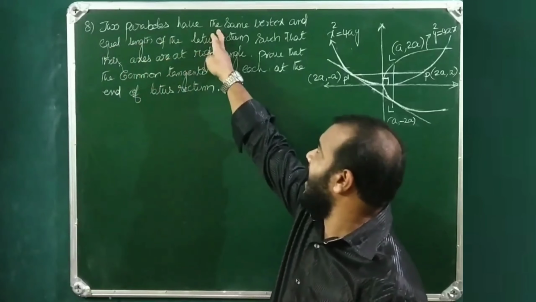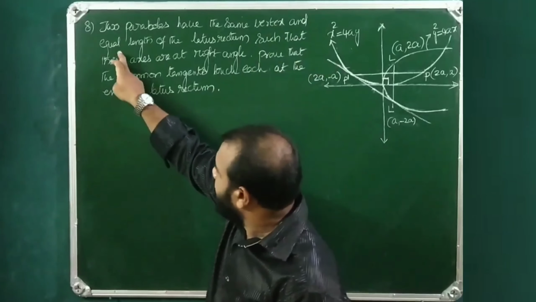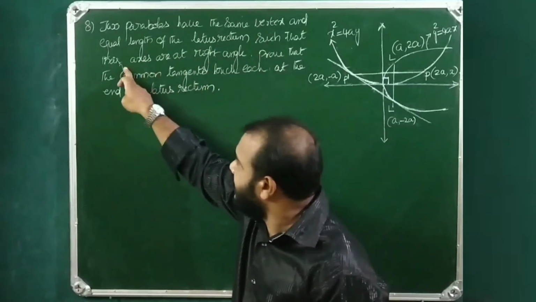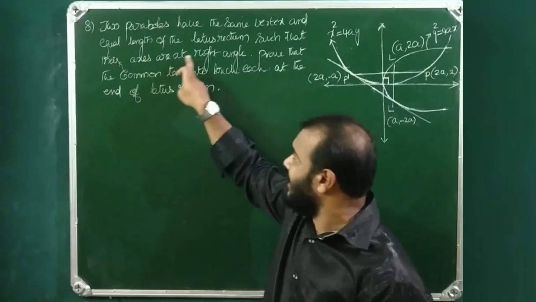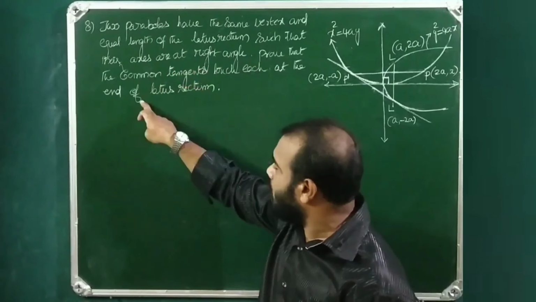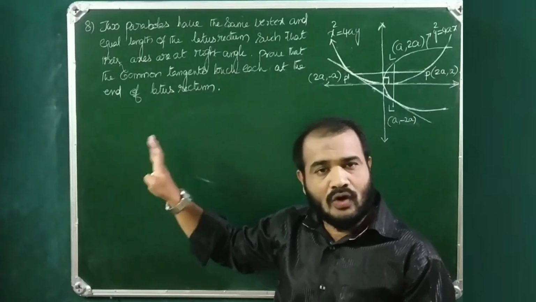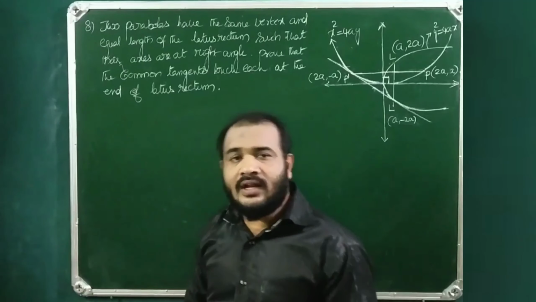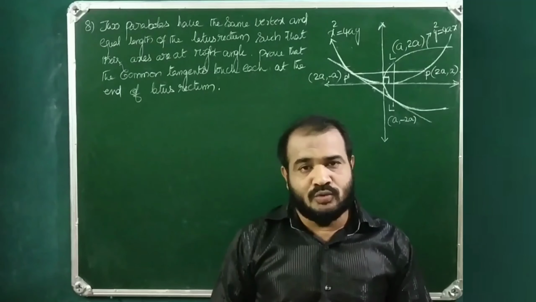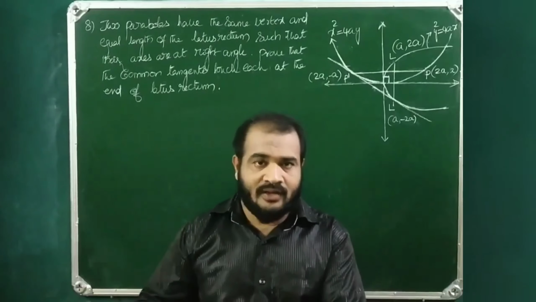Two parabolas have the same vertex and equal length of the latus rectum such that their axes are at right angle. Prove that the common tangents touch each at the end of the latus rectum. This is the question given. So here the parabolas are not given. So let us take the parabolas to be y square equals to 4ax, x square equals to 4ay.